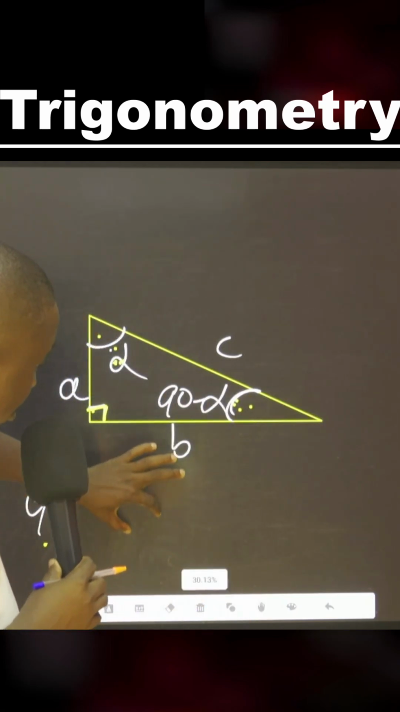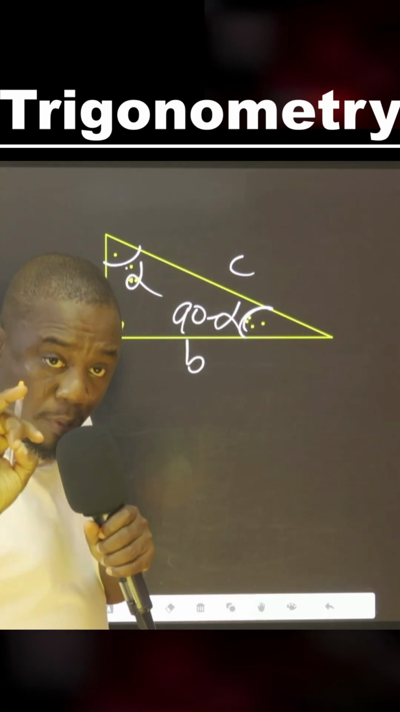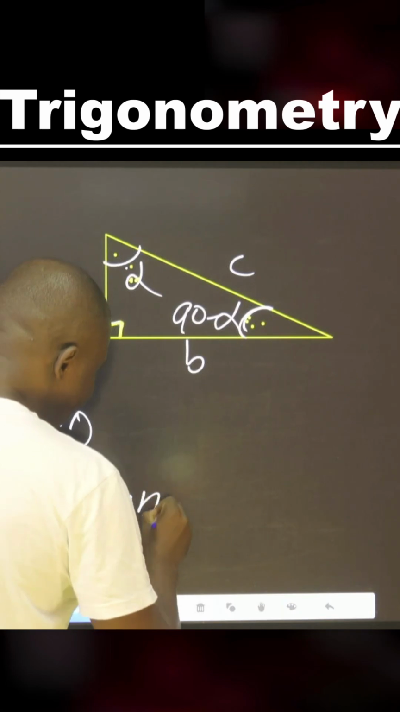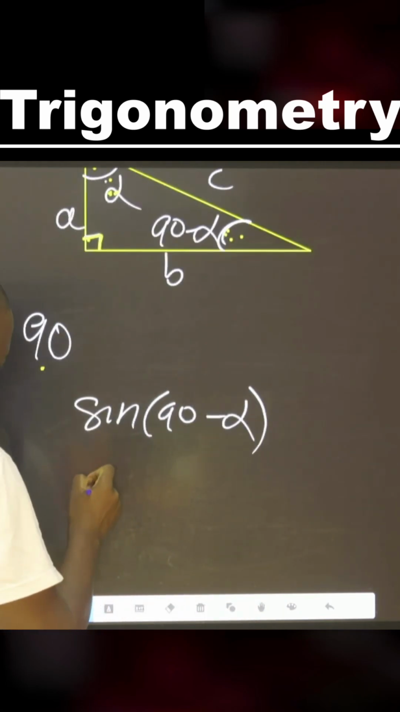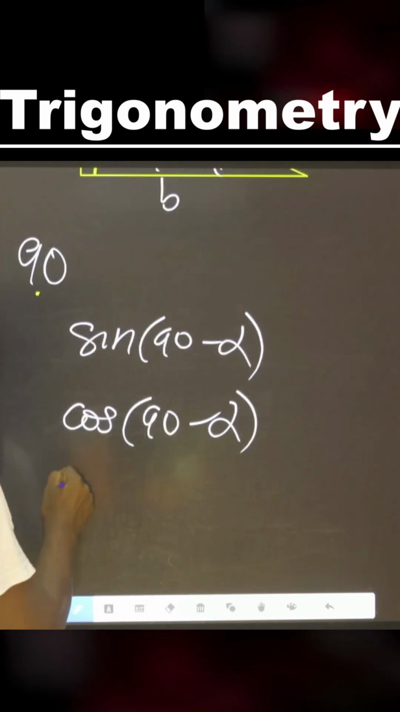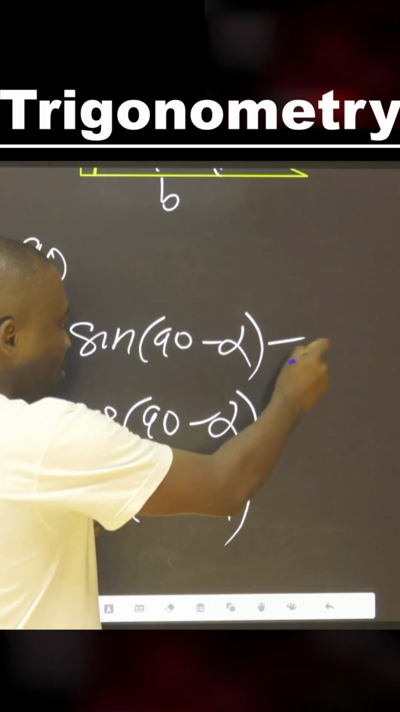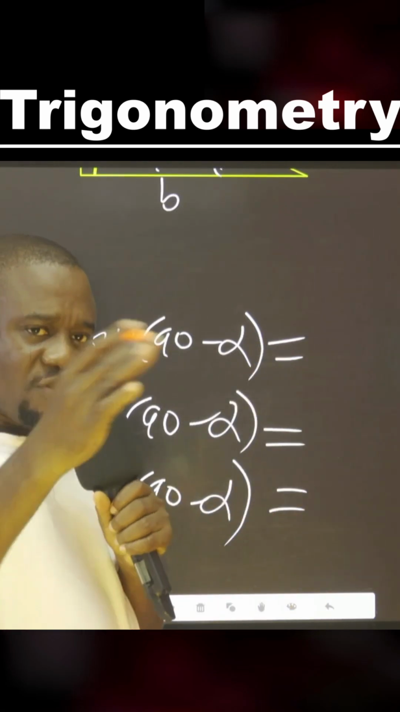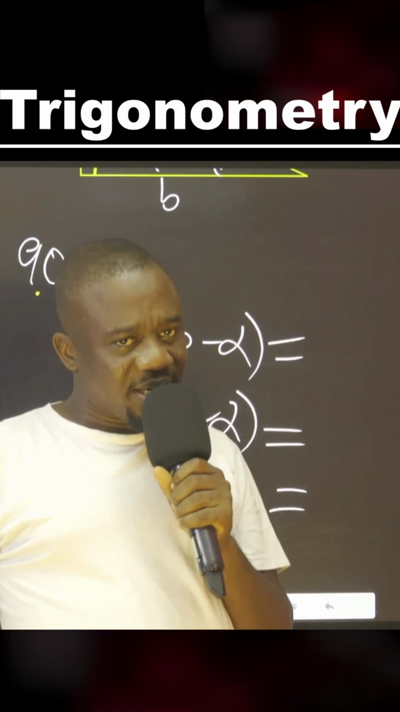Okay? So now, if you want to find this using trigonometry ratios, you say sine 90 minus alpha, cos 90 minus alpha, tan 90 minus alpha. Then you cannot still put opposite over hypotenuse, adjacent over hypotenuse, opposite over adjacent. Okay?